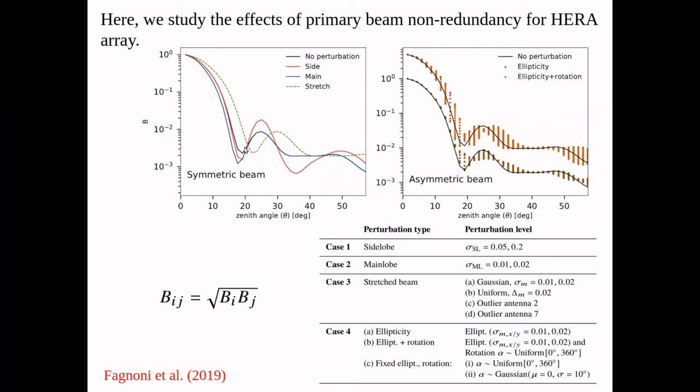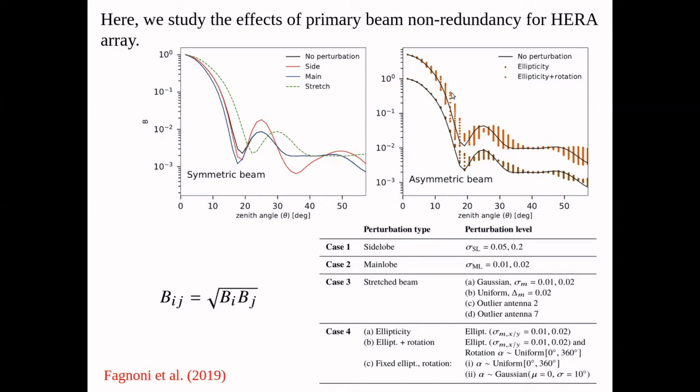On top of that, we have introduced some non-redundancy. Basically, the red line shows the side lobe perturbation, where the main lobe is the same but the side lobe is different for the different antennas. The position and the level of the side lobe perturbation are different. The blue line shows the main lobe, where the width is different for the different antennas. The stretch is where the whole primary beam shape is stretched with respect to the true one. We have introduced these at different levels for the different antennas, which is not the same for all antennas, and this introduces some non-redundancy in the array.